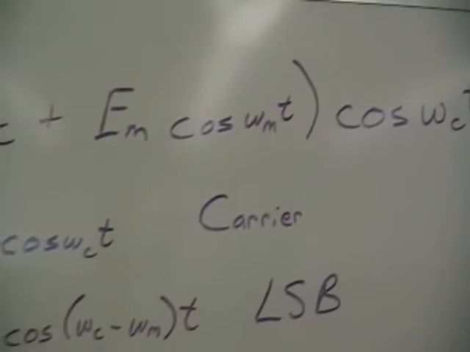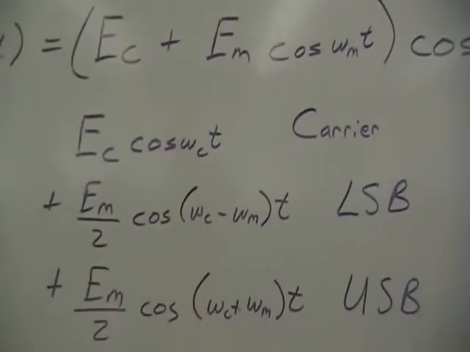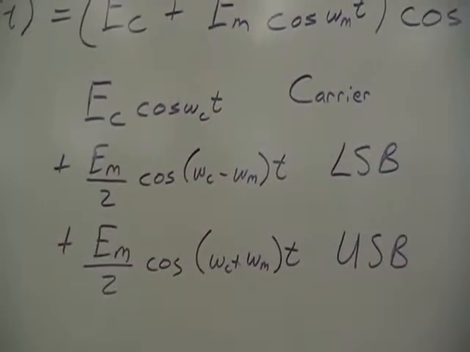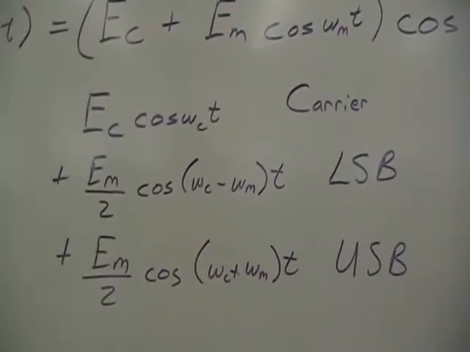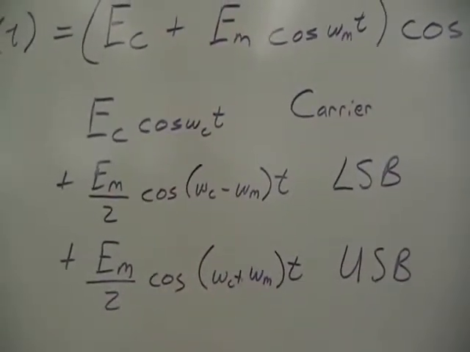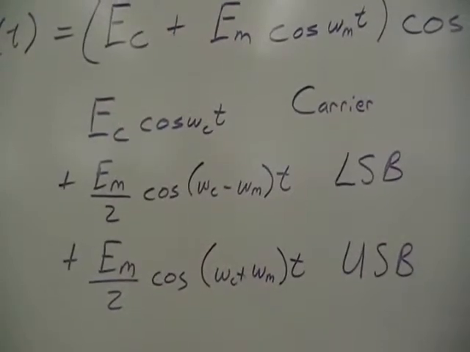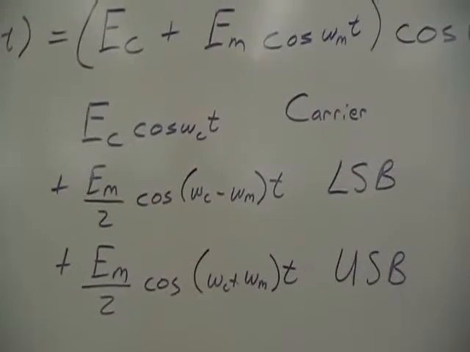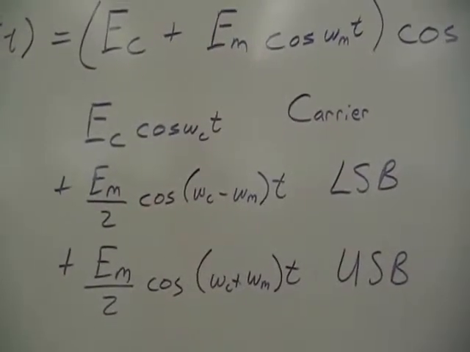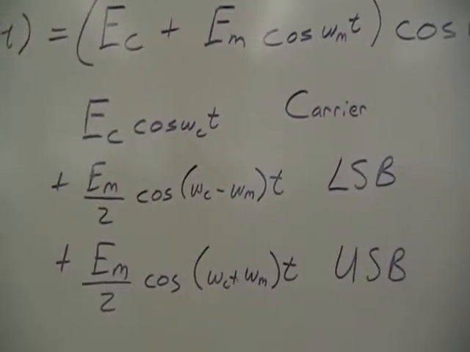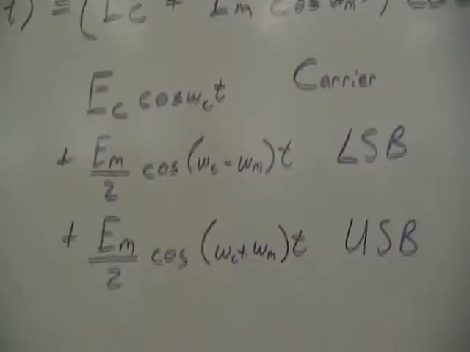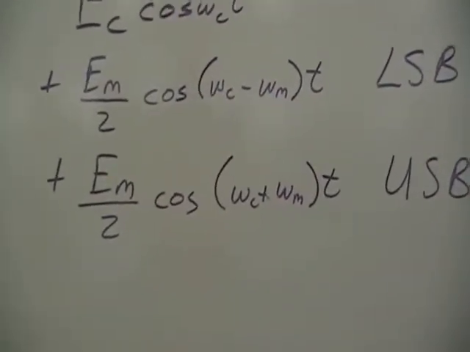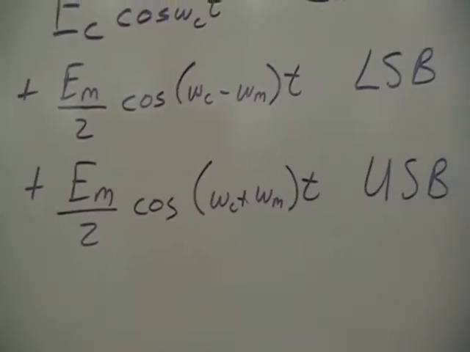If we expand that equation out, we end up with three terms. The three terms are E sub c cosine omega c of t, which is the carrier term; the lower sideband term, or LSB term, which is E sub m over 2 cosine of omega c minus omega m of t; and the upper sideband, E sub m over 2 cosine of omega c plus omega m of t.